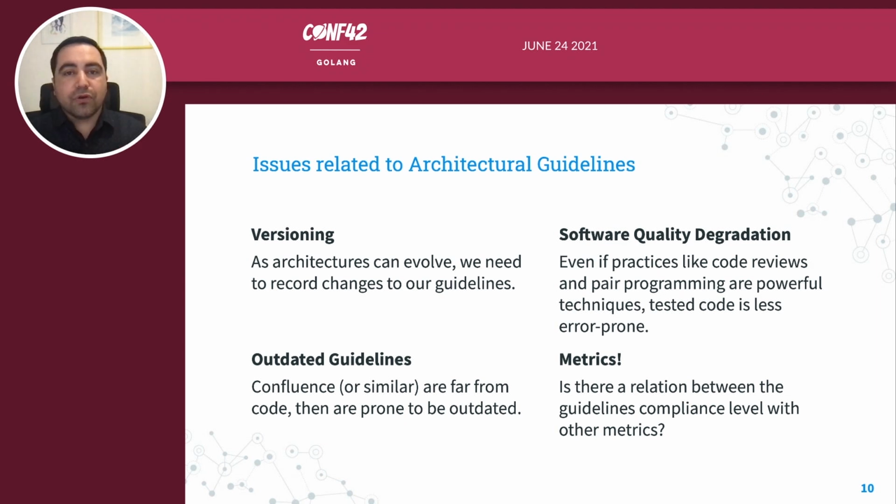If we want to know if there is a relation between the compliance level that our code has against the architectural guidelines and other metrics like lead time or change failures or another kind of metrics, the only way that we have is to measure the compliance level. There is no other way. So we need a way to know if our code complies with our architectural guidelines.